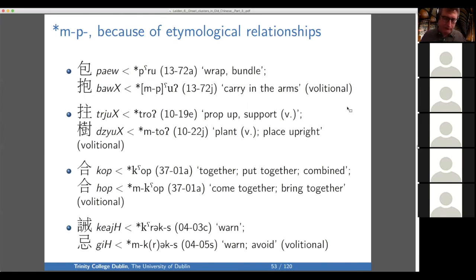Okay, so in terms of making things volitional, we have wrap or bundle, and then carry in the arms, prop up, support, plant, place upright, put together, be combined, come together, bring together, and then warn and warn or avoid. So their argument is, and we have to be careful here, right? Because the phonological alternation in Middle Chinese is exactly the same as what we saw in the case of the transitive and intransitive verbs. It's just voicing.